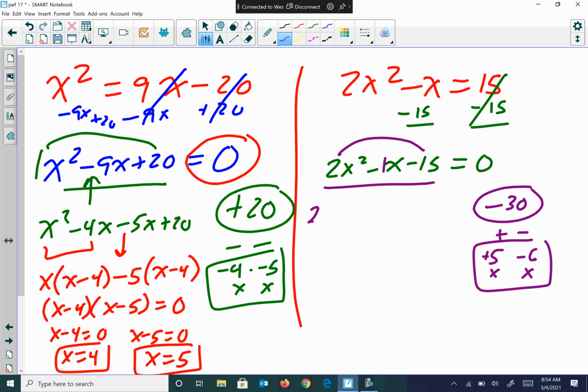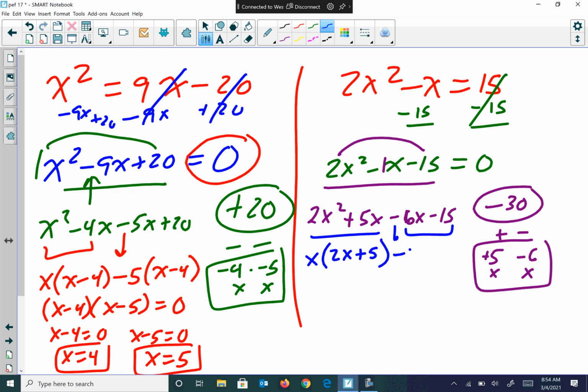So I'm going to get 2x squared plus 5x minus 6x minus 15. To get x, that gives me 2x plus 5. I think that negative needs to come out, and I can factor a 3 out of both of those. Change the sign because you factored negative out, yes?